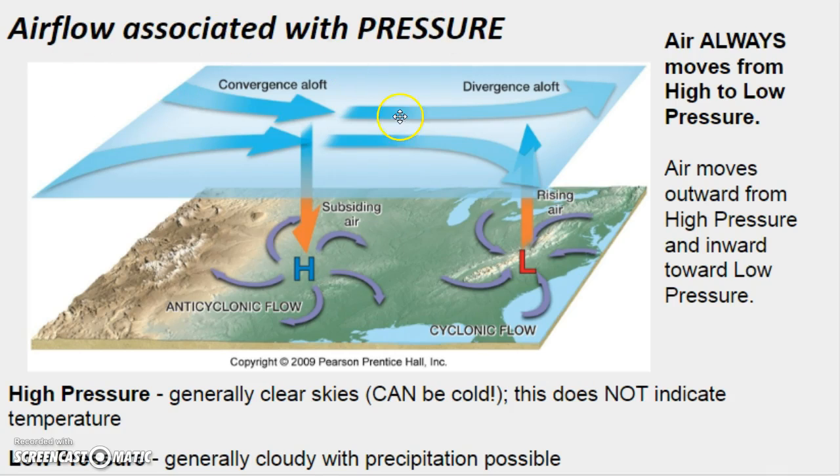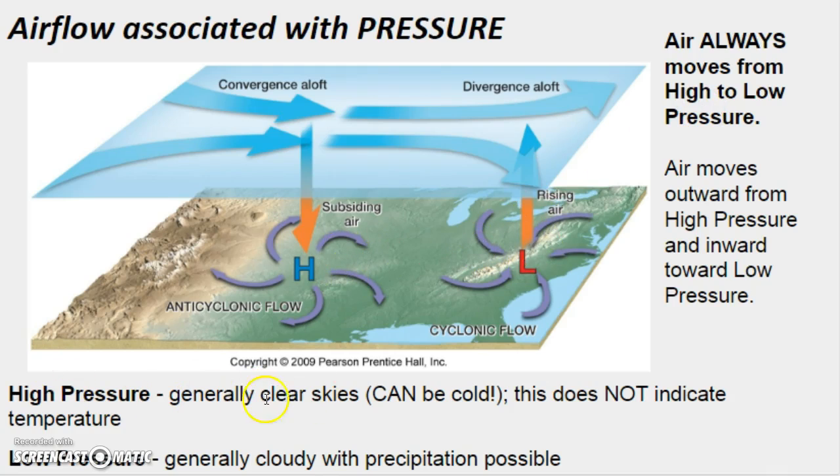Airflow is associated with pressure. Air always moves from high pressure to low pressure. Air moves outward from high pressure, right? From high to lower surrounding it. And air moves inward towards low pressure. If it's always moving from high to low, there's some really basic rules that apply here.